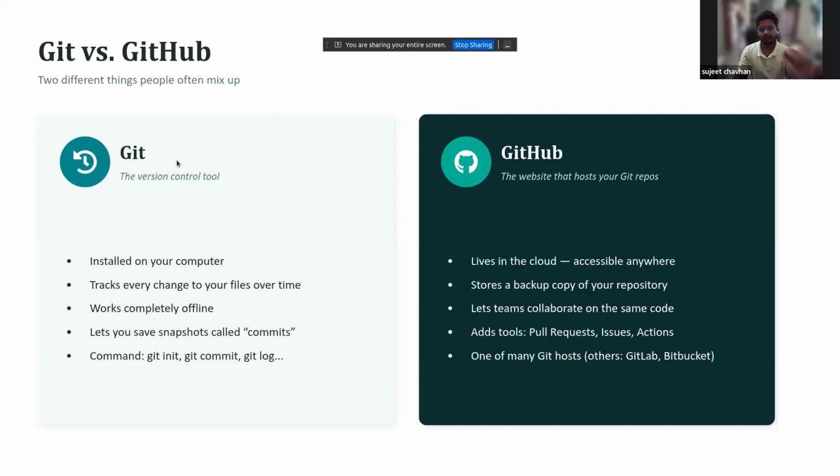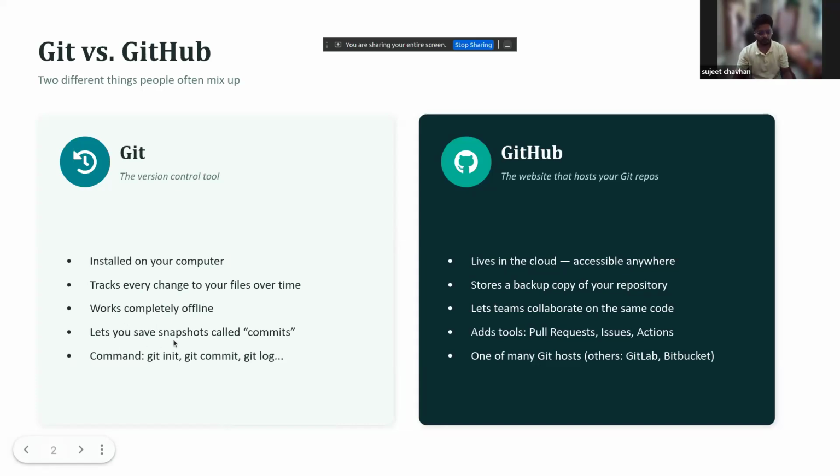The first thing is Git versus GitHub. These two are different concepts. Mostly people mix these concepts together, but in reality, these are two different things. So what is the difference? Git is the version control tool which is installed locally on your computer. Let's say you have some directory or code, it tracks the changes you are making to the files over a particular period of time. It tracks the changes and it works offline.